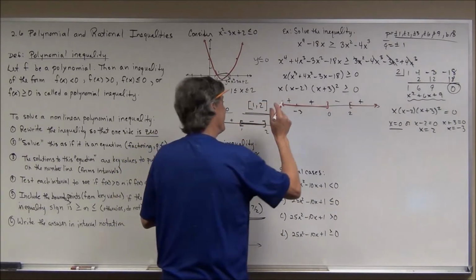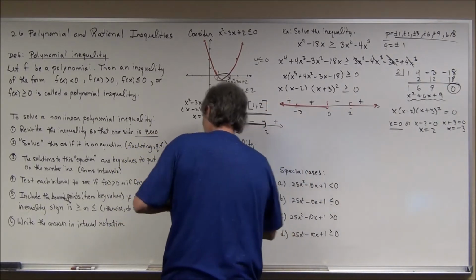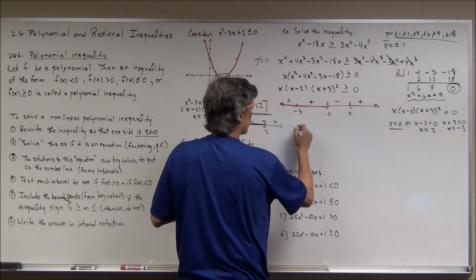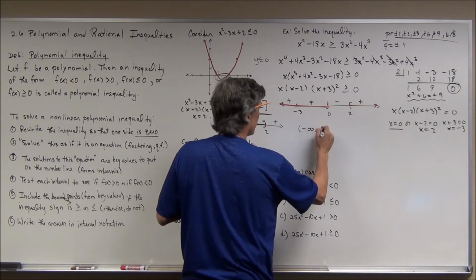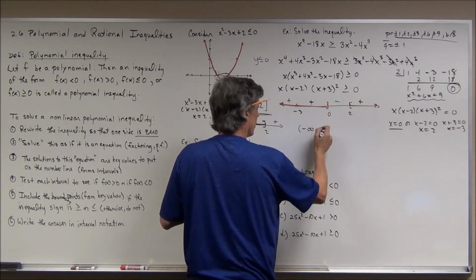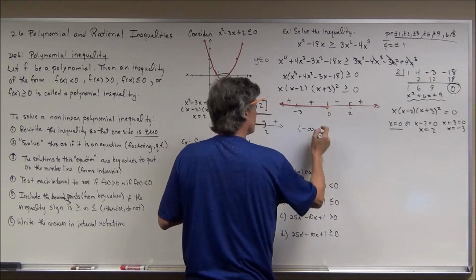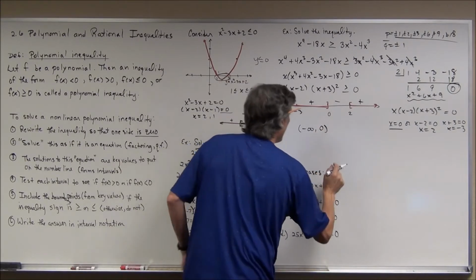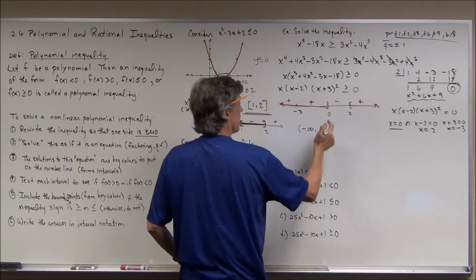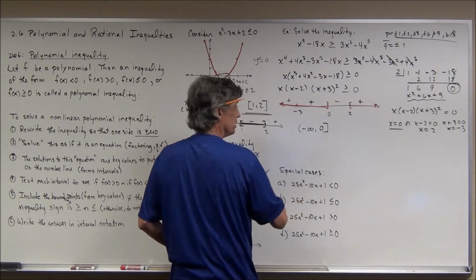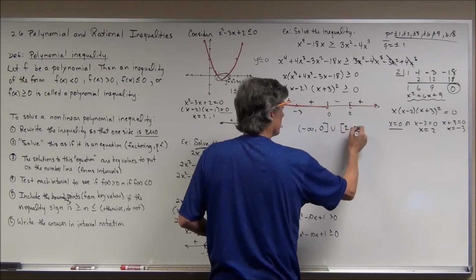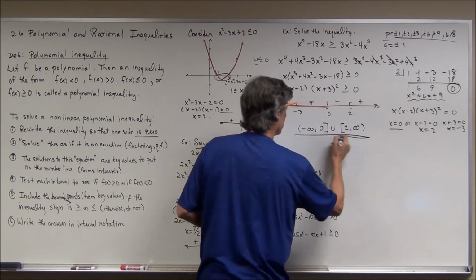So my interval notation solution to this inequality goes from negative infinity to negative 3, including 0, and then from 2 on, including the 2. I don't need the negative for 0. And there's your solution set.